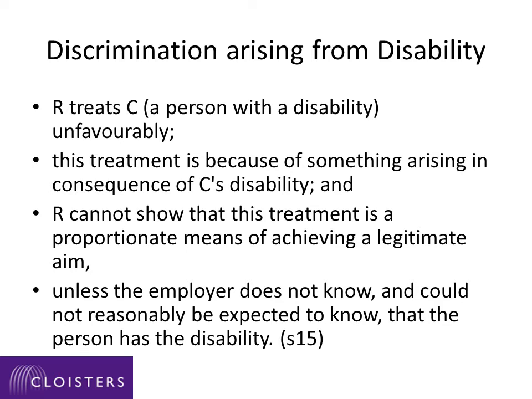Section 15 deals with discrimination arising from disability. It occurs where the respondent treats the claimant, who is a person with a disability, unfavourably. The treatment must be because of something arising in consequence of the claimant's disability, and the respondent must be unable to show that the treatment is a proportionate means of achieving a legitimate aim, unless the employer doesn't know and could not reasonably be expected to know that the person has a disability.